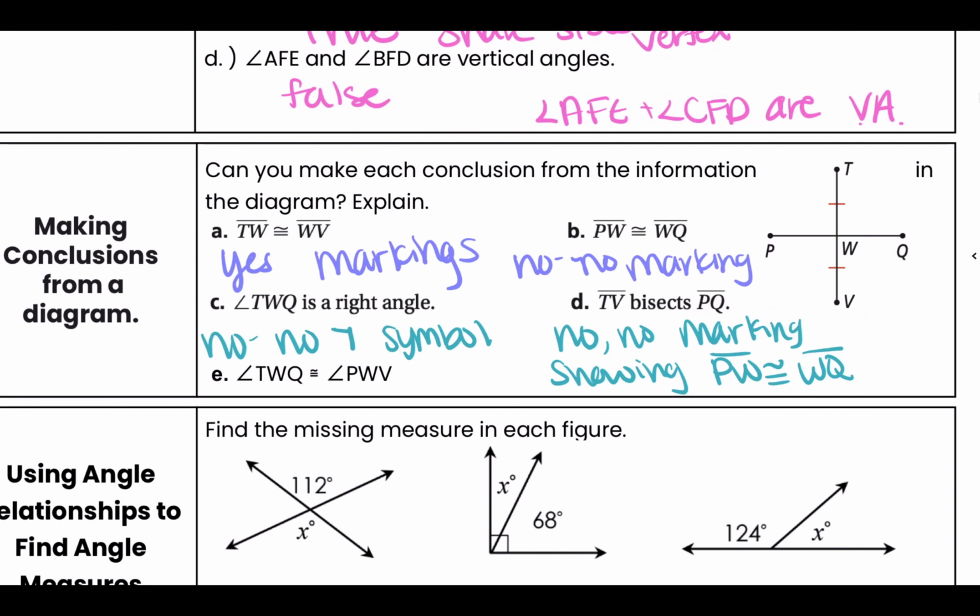Okay, so there's no marking showing that segment PW is congruent to WQ. And lastly, angle TWQ is congruent to angle PWB. Yes, from vertical angles.